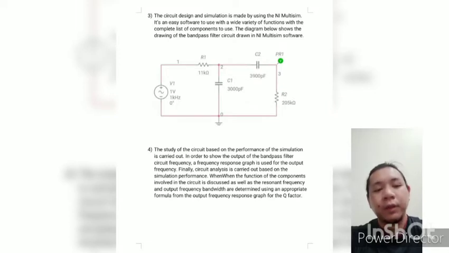The study of the circuit based on the performance of the simulation is carried out in order to show the output of the bandpass filter circuit frequency. A frequency response graph is used for the output frequency. Finally, circuit analysis is carried out based on the simulation performance, where the function of the components involved in the circuit is discussed, as well as the resonant frequency and output frequency bandwidth, determined using an appropriate formula from the output frequency response graph, and the Q factor.